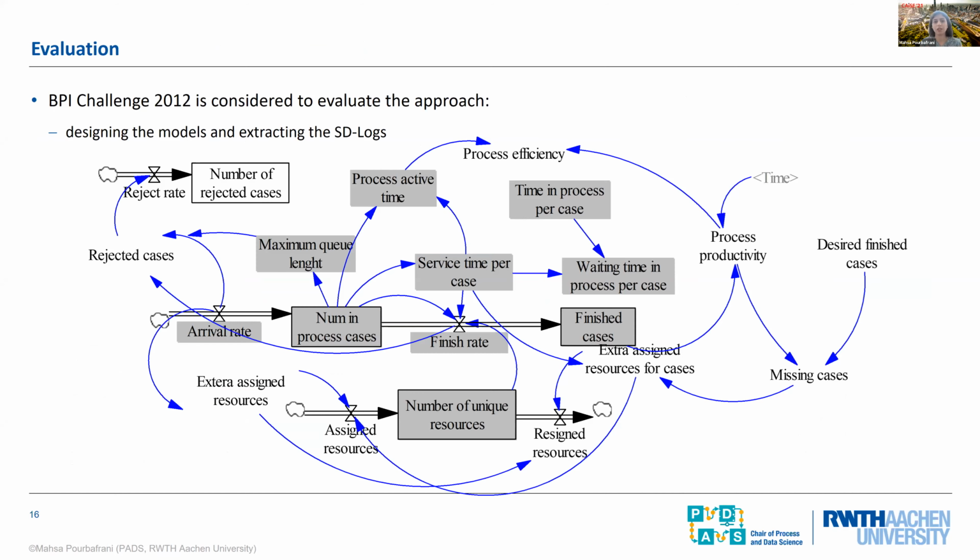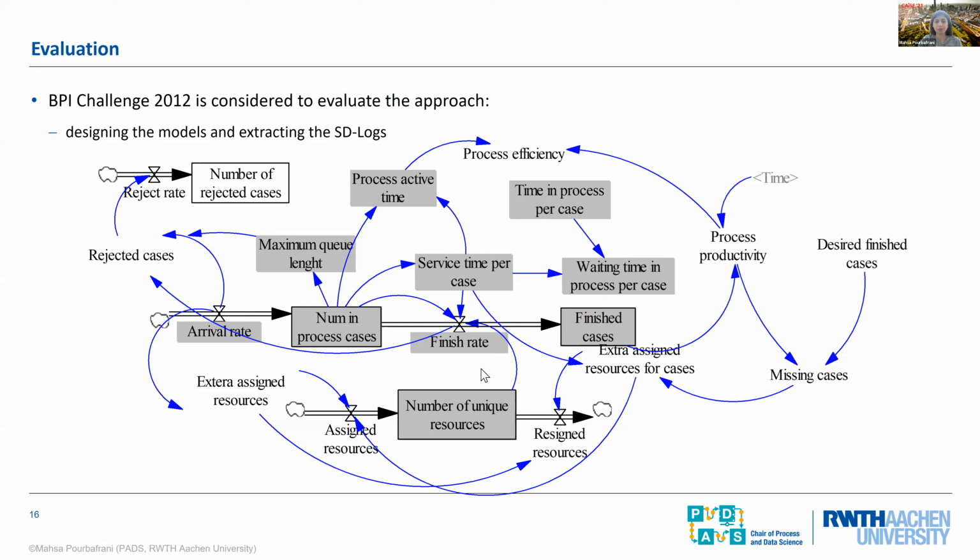If I want to conclude with the evaluation, this is a system dynamics model based on the event log that we discovered for BPI Challenge 2012. You see that the highlighted or gray ones are the ones that we discovered directly from the event log without any interaction, and these values are considered per day. The extra ones are the extra variables that I mentioned we can add to enrich the model, to simulate, and to have the information on that.